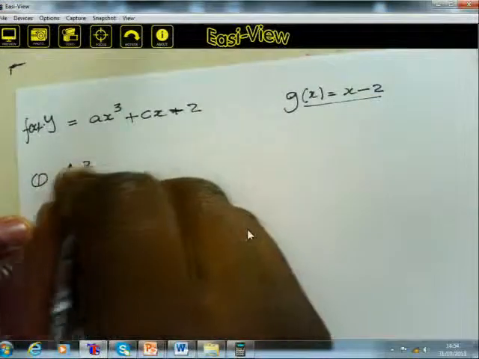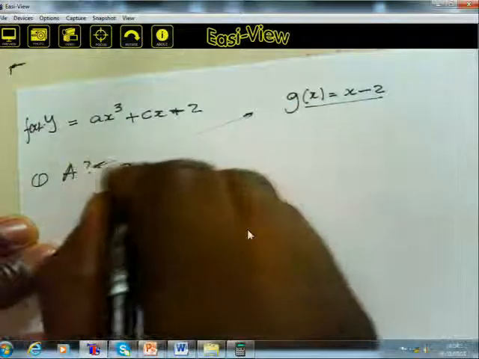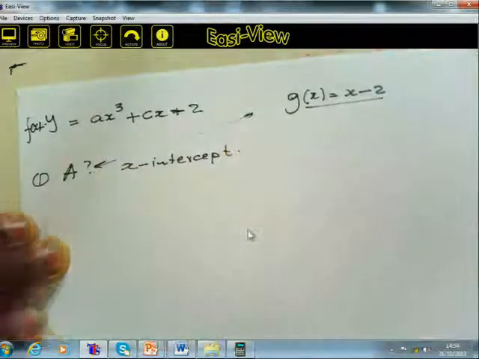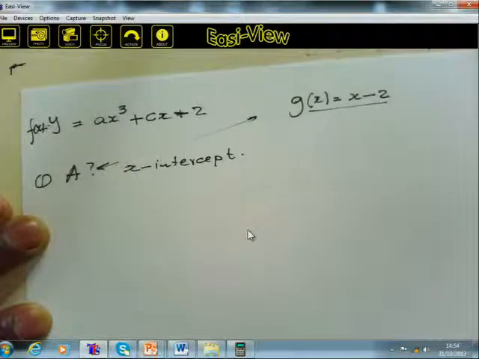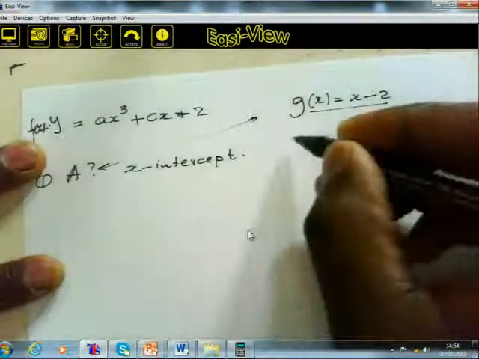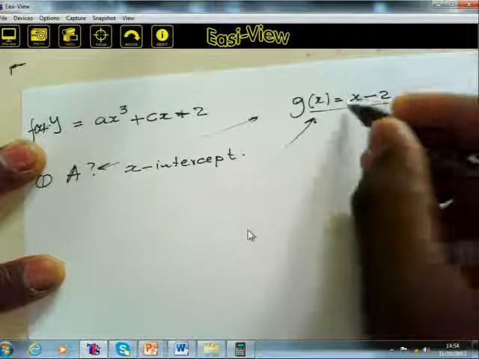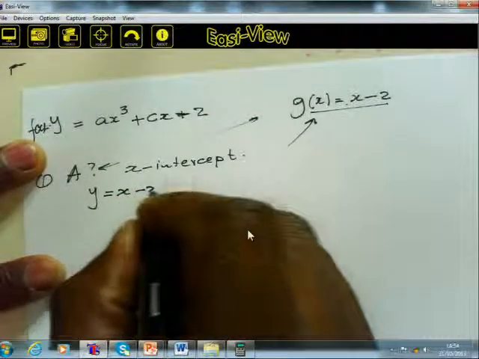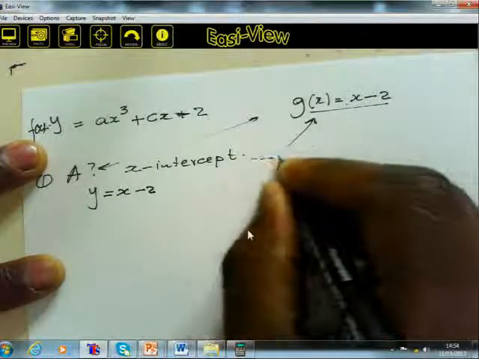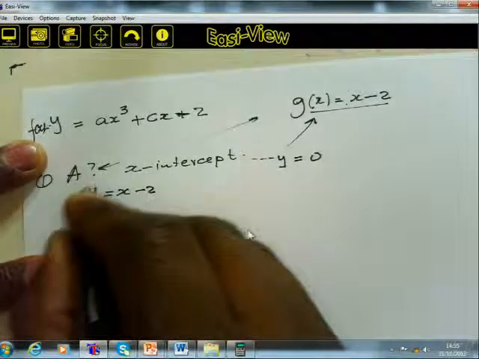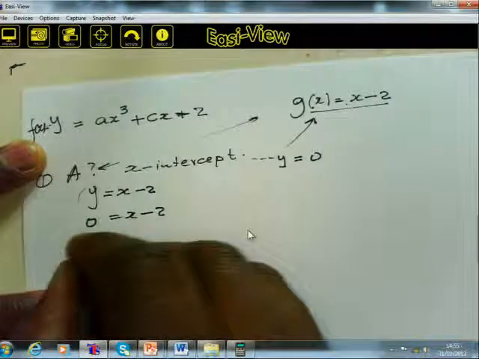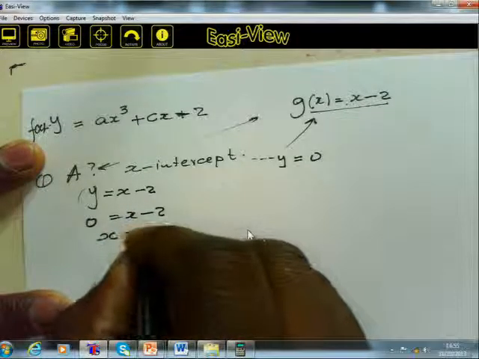So for g, point A is the x-intercept. When it is the x-intercept, we have to find the x-intercept of this graph. You remember this is the graph of g: y equals x minus 2. For the x-intercept, y must be equal to 0. You put y equal to 0 here, so 0 equals x minus 2. Then solving for x, you get x equal to 2.